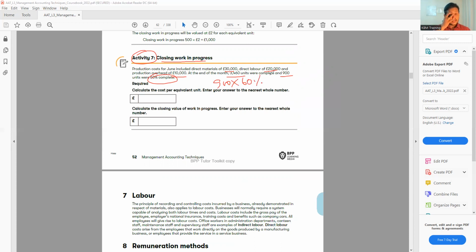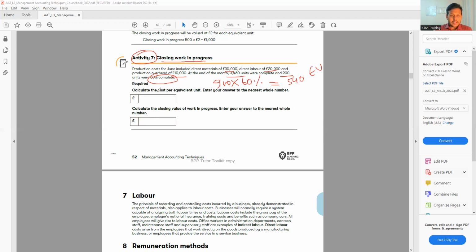So it is not completed, so we cannot take all the 900. It is 60% complete. We can multiply that to find how much it is equal to in equivalent units. So 900 times 60%, how much is it? 540. So it is equivalent to 540 completed units. We need to find the value, so we cannot value half units. That's why we have to make it equivalent to find the value of the completed unit.